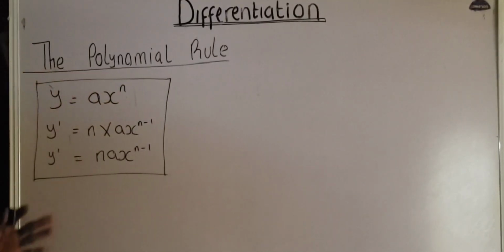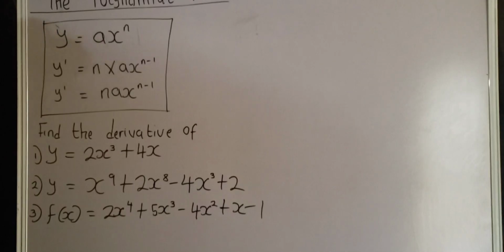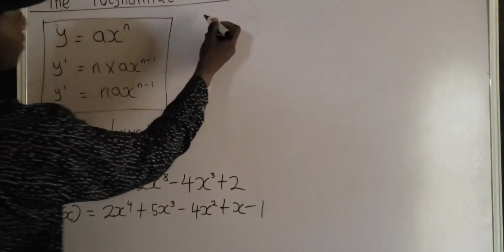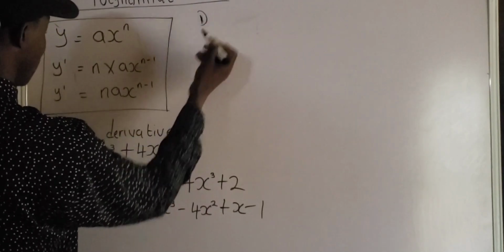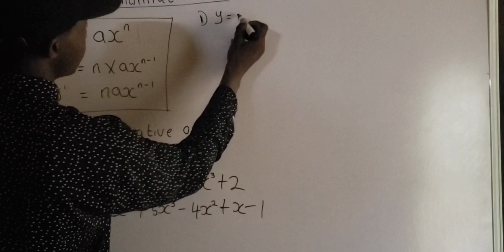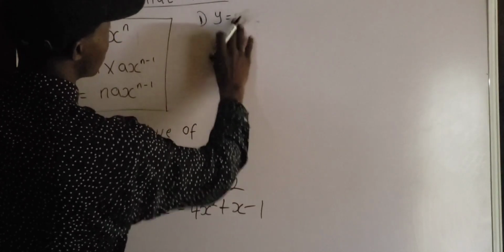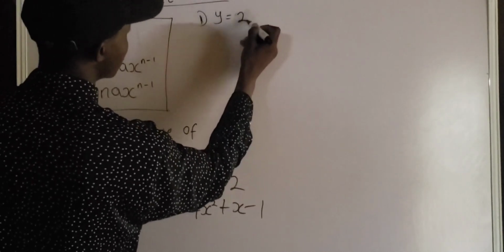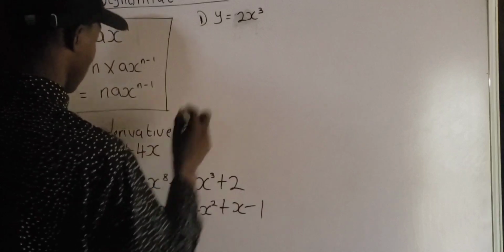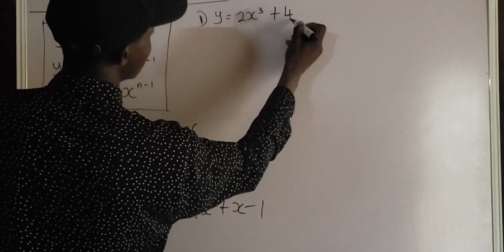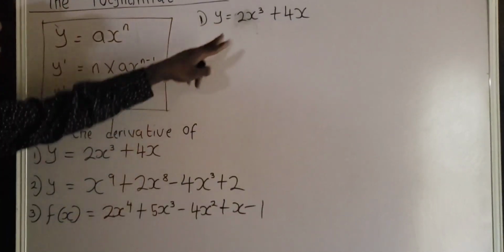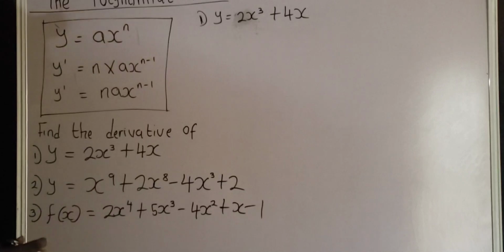Now let us use this rule to differentiate a polynomial function. Now let us take the derivative of the following function using the polynomial rule. The first question is y is equal to 2x raised to the power of 3 plus 4x. Now let us find the derivative of this function using the polynomial rule.